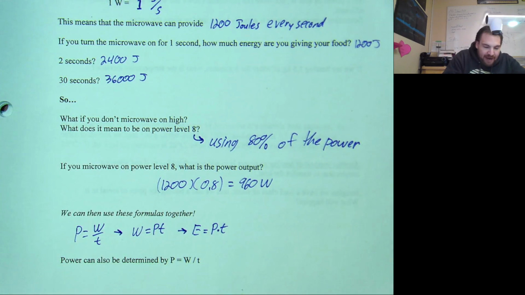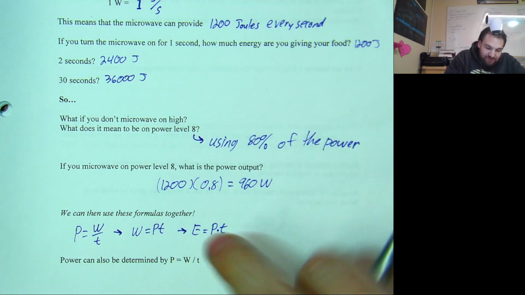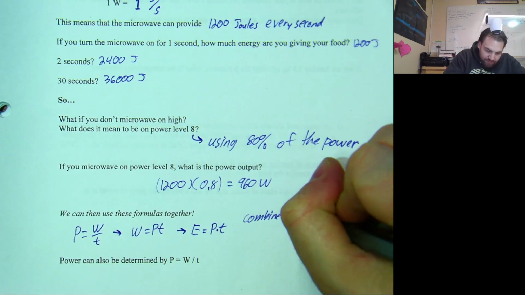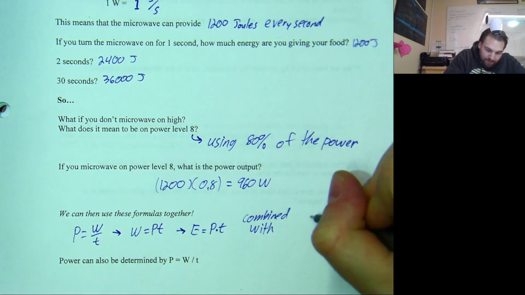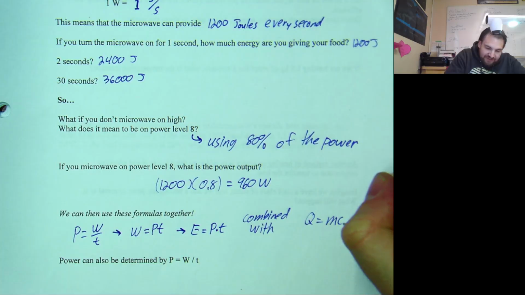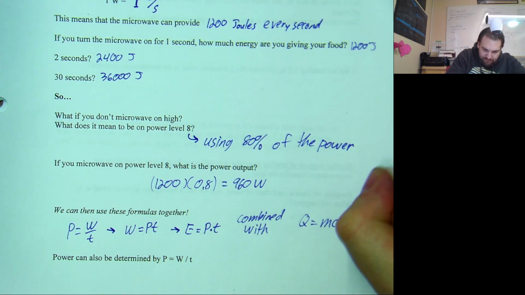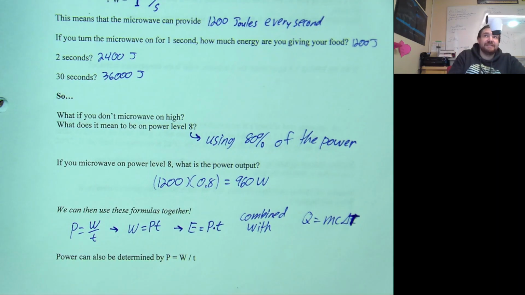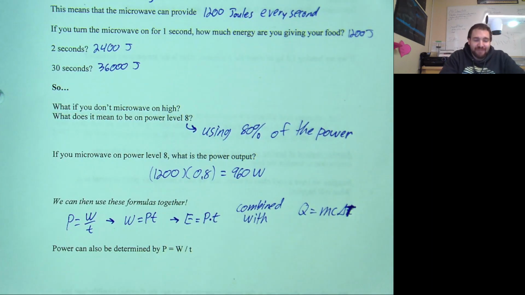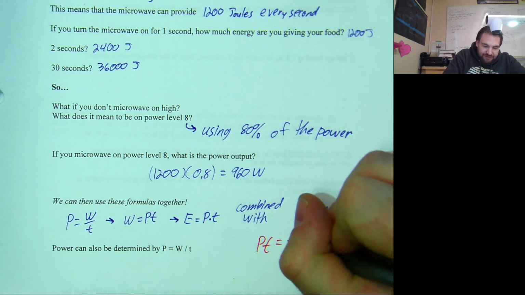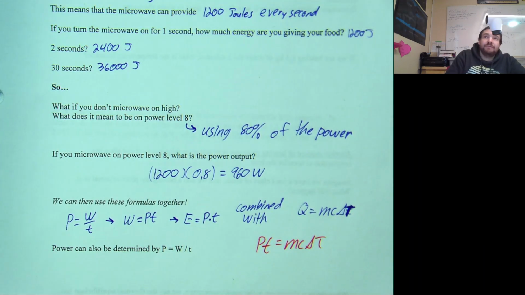So we can now combine this formula with Q equals MC delta T. Sorry, that's not correct. Little t is time, big T is temperature. This gives us the following formula: PT equals MC delta big T.